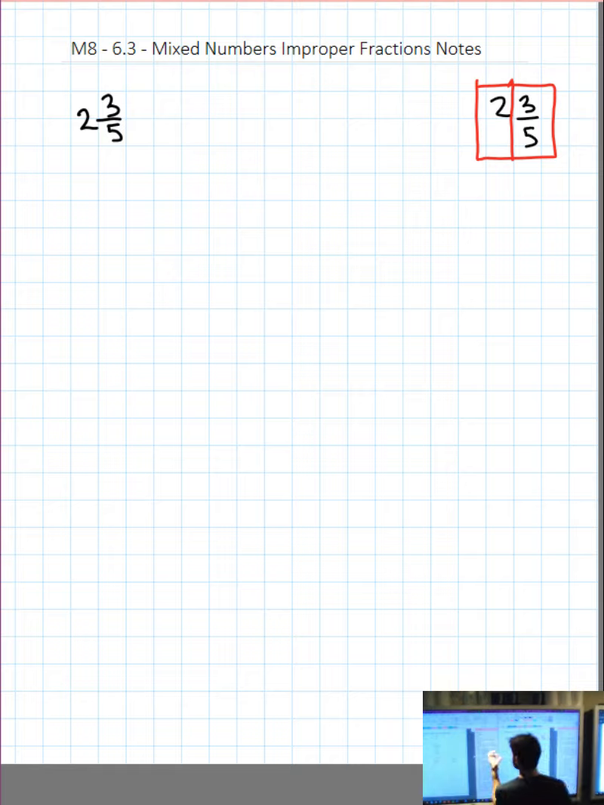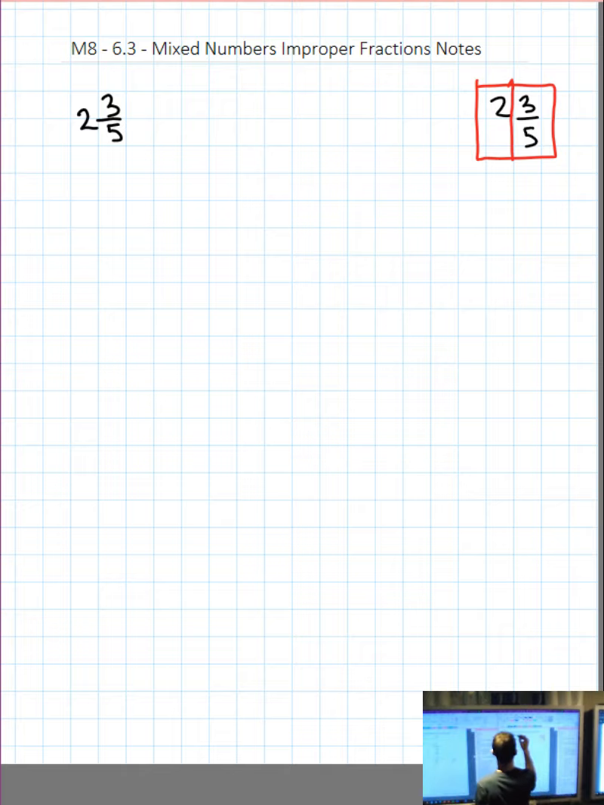Now we're going to go from a mixed fraction to an improper fraction. So this is what we call a mixed fraction because we have a number and a fraction. It's mixed, and the other one is just improper, where the top is bigger than the bottom. So let's learn how to do this. And as you can see in the notes, it says the formula: bottom times left plus top over the bottom.